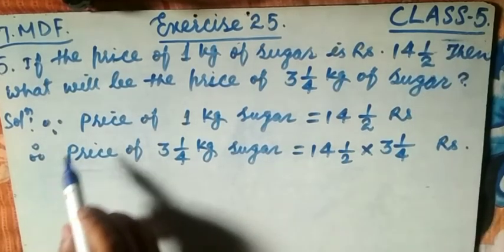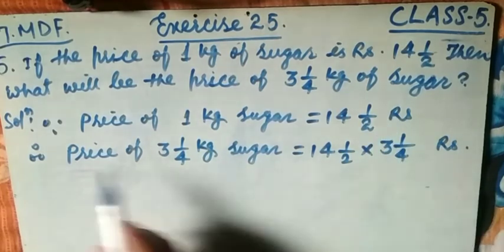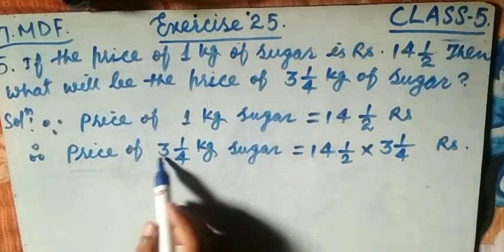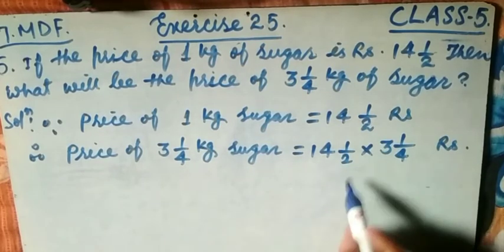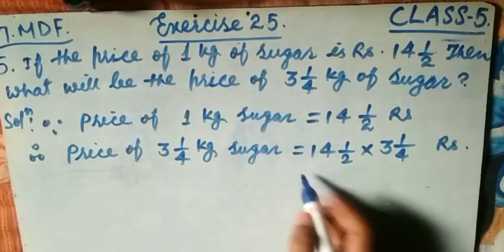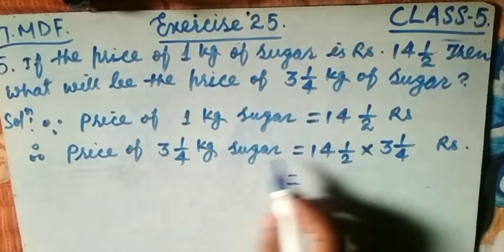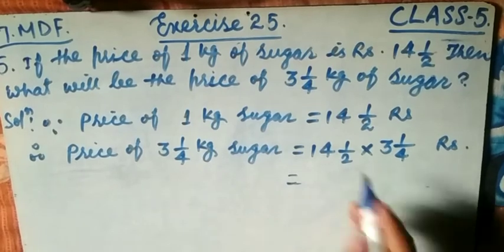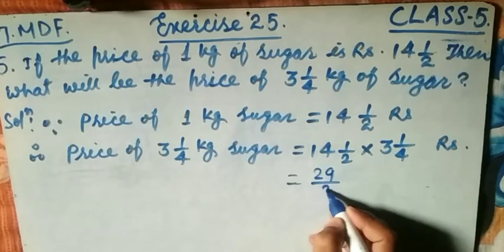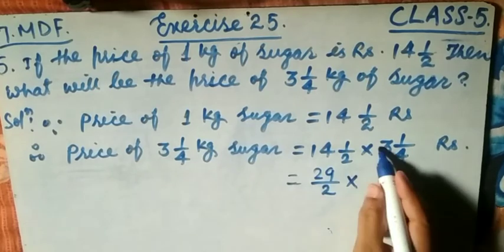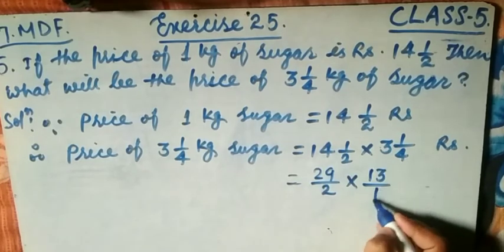Now here the price of 1 kg is 14.5 rupees. Therefore, for the price of 3 and 1 by 4 kg of sugar, we have to multiply this with this kg. Now here is a mixed fraction and this is also a mixed fraction. We have to change these mixed fractions into improper fractions, then we can calculate. 14 times 2 is 28, plus 1 is 29, so 29 divided by 2, multiplied by 3 times 4 is 12 plus 1 is 13, so 13 divided by 4.